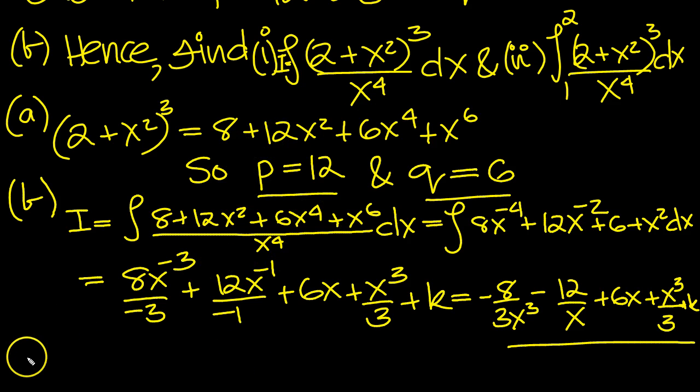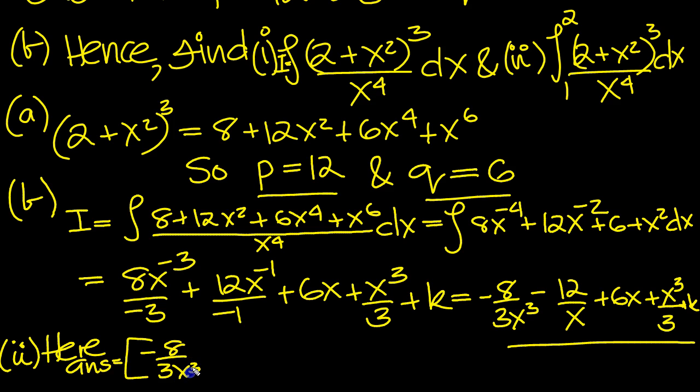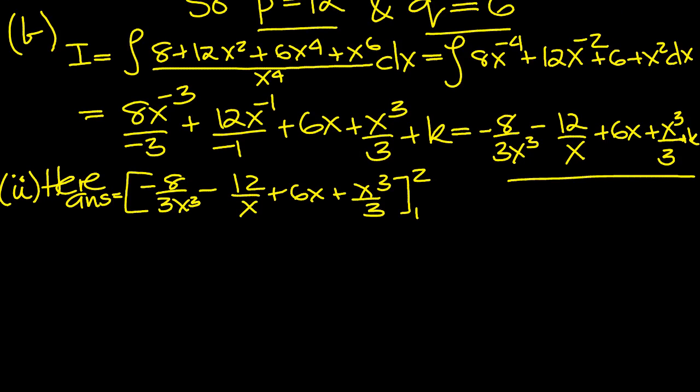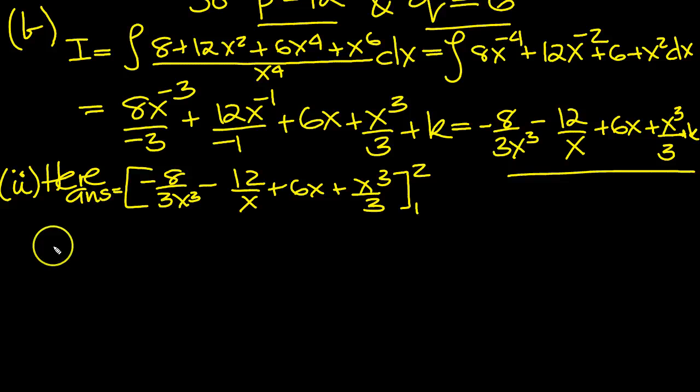So part 2 now, we need to evaluate this integral between the bounds of 2 and 1. So let's do that. So the answer is equal to, this integral is minus 8 over 3x cubed minus 12 over x plus 6x plus x cubed over 3 between 1 and 2, isn't it? Those are our bounds for the definite integral. So here we get top value take bottom value. The top value put a 2 in.